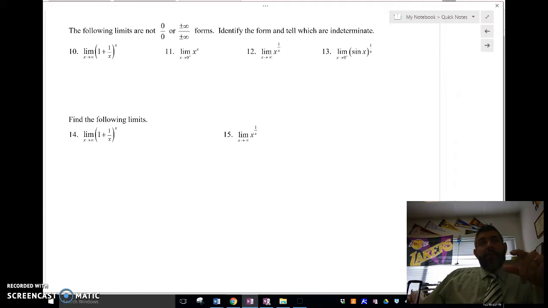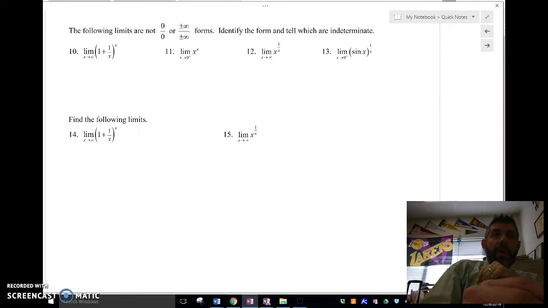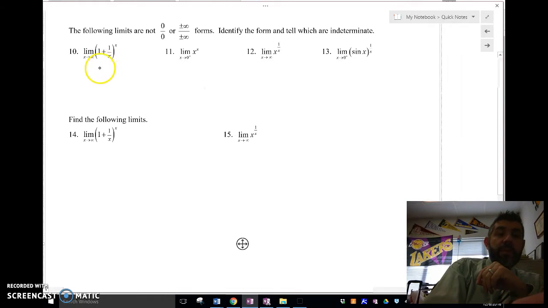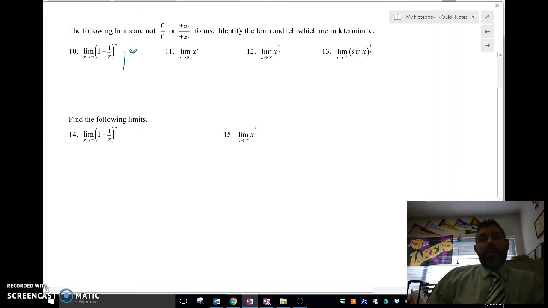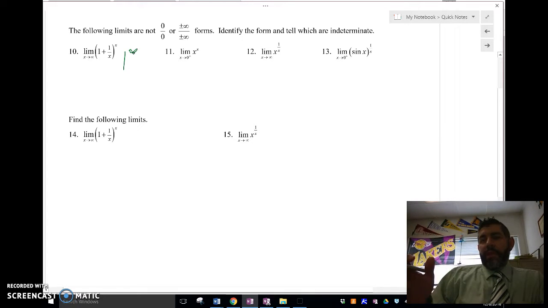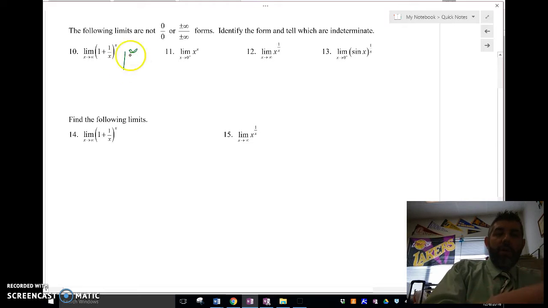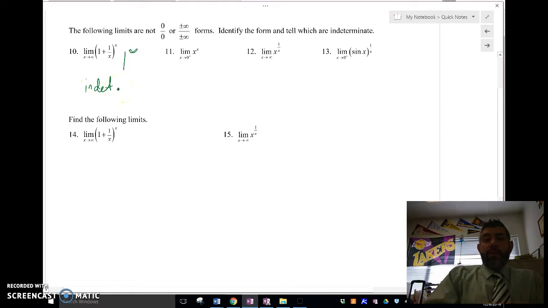So the following limits here are not 0 over 0 or infinity over infinity forms. This is a different type of indeterminate form. When I plug in infinity here, I'm going to get 1 to the infinity power. Well, we all know that 1 to any power is 1, but infinity is not really a number. So 1 to infinity is another indeterminate form. So 1 to the infinity power, 1 to the negative infinity power, that's indeterminate.